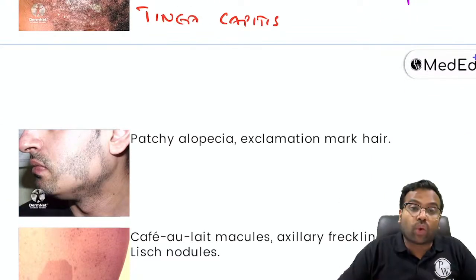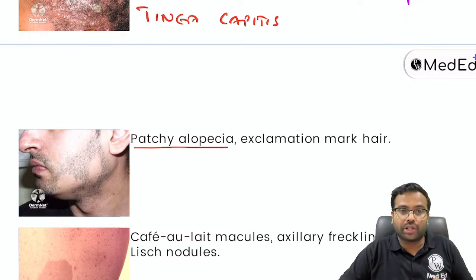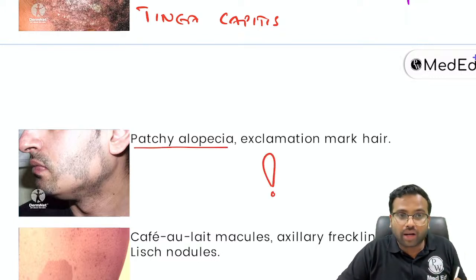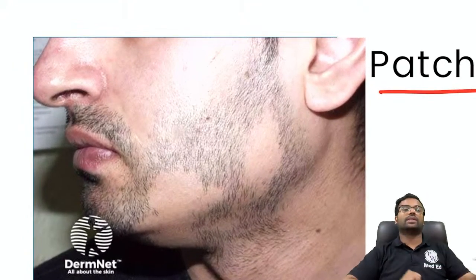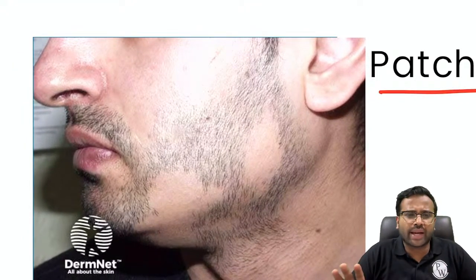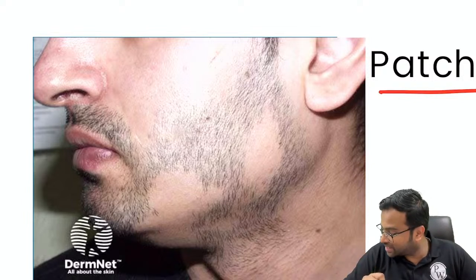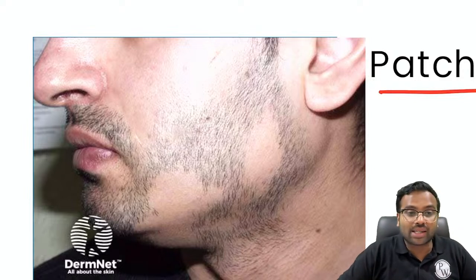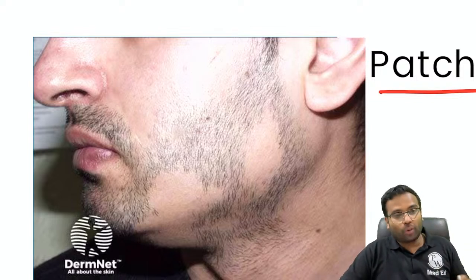So let us see one more image where you have a patchy alopecia and an exclamation mark here. I'll just zoom this image for you. This is the image. So it looks like it's a youngster. Alopecia areata. Very good. Sharon is answering. Anyone else? So this one is called alopecia areata.